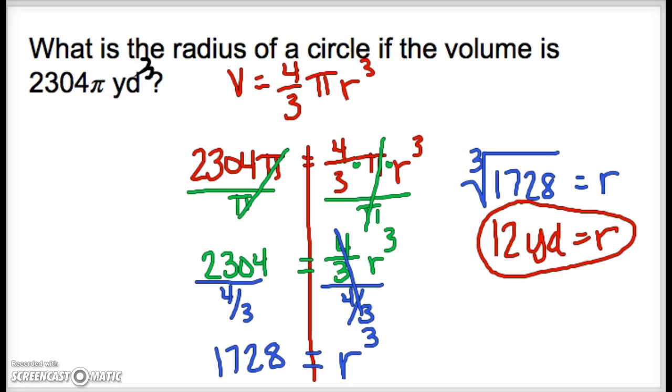Now your assignment for this is actually going to come out of your workbook. So if you will flip to page 178 of your workbook, that should be the 8.3 practice page, and that will be your assignment for the volume of a sphere.